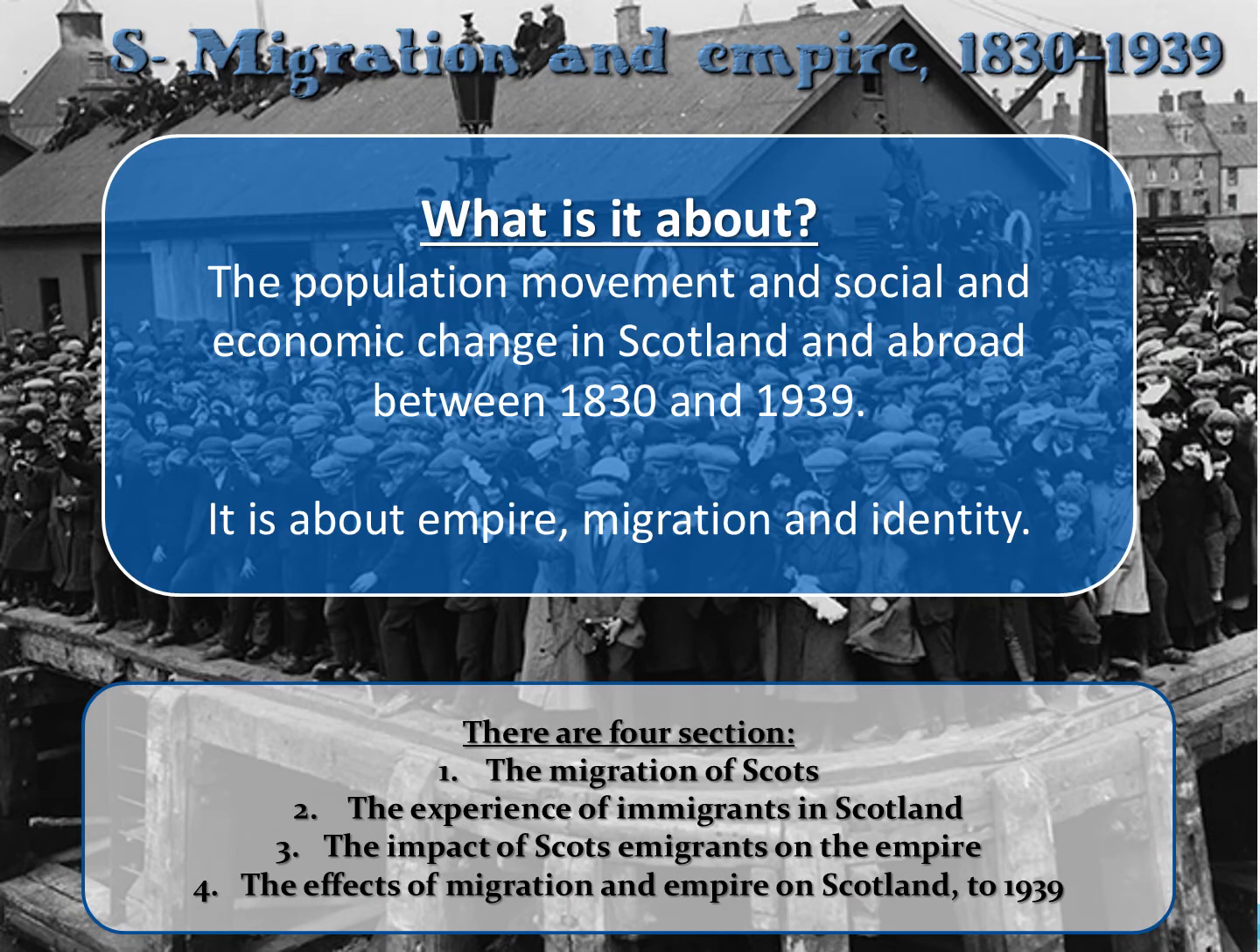Now, in the Migration and Empire topic, Migration and Empire is 1830 to 1939, so this is our Scottish topic. Now, what is this all about? This is about the population movement and socio-economic change in Scotland and abroad between 1830 and 1939. So it's all about empire, migration and identity. Now in this topic there are only 4 sections which we will cover. This is the topic which we will be starting with, so this will be our first topic.